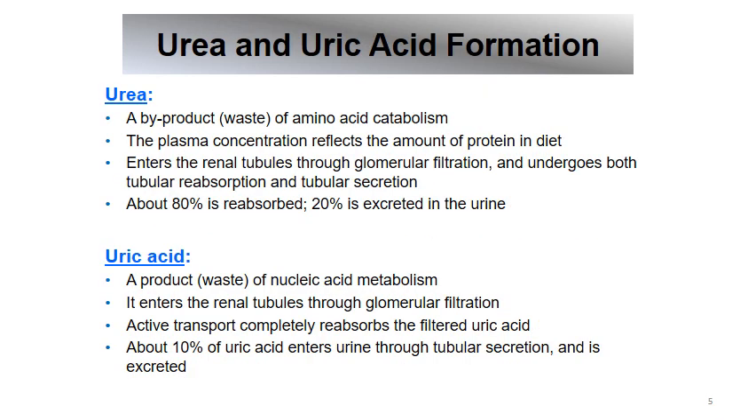Okay, so next, just a few things about the waste substances that are found in urine. Urea, know that it's the waste product of amino acid metabolism, when our body breaks down amino acids. Some of it gets reabsorbed by the body, but 20% of it is excreted in urine. Versus uric acid, know that this is the waste product of nucleic acid metabolism.